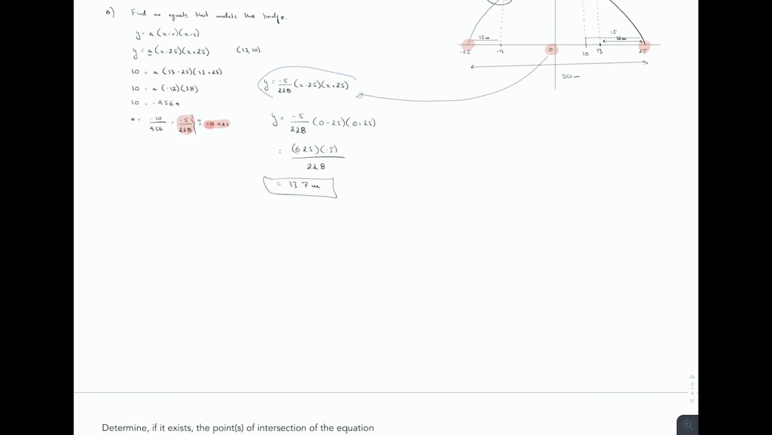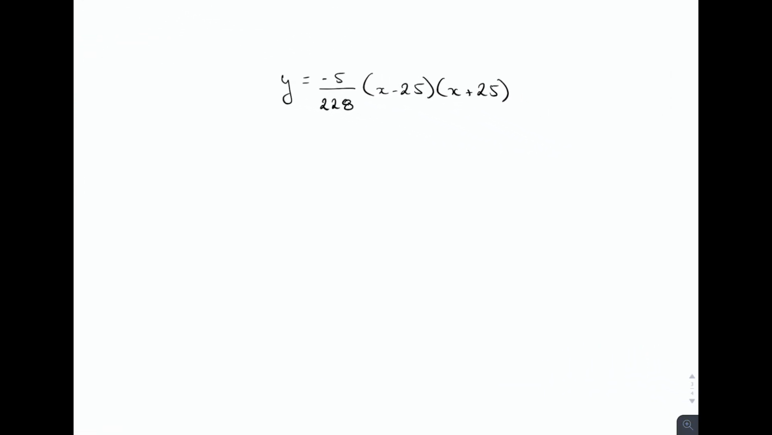So I'm going to copy this, paste it here, and for x, I'm going to use the x value of 10. Let's see what I get. Y equals negative 5 over 228, I get 10 minus 25, 10 plus 25.